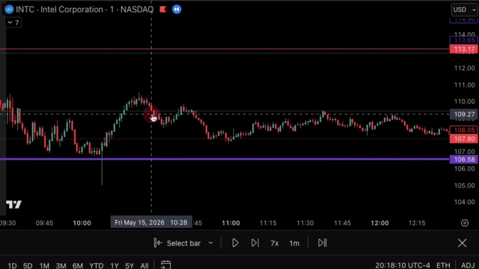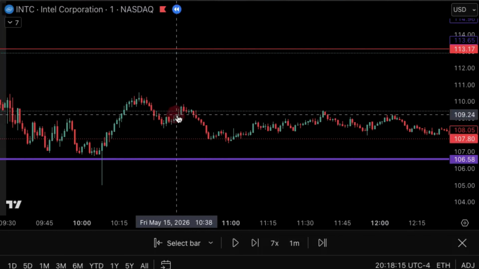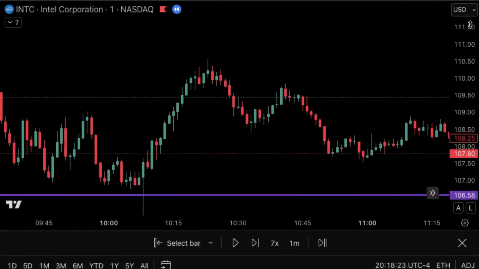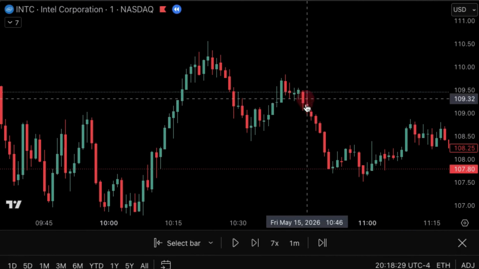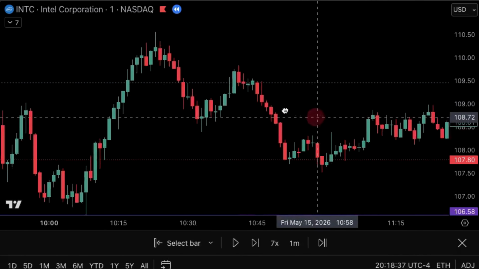So I waited for a break. Here was the break. Here was a not so clean retest. And I entered puts again, but I entered around here. I think it was during this candle here. But you can see this wick. During this wick, I cut it because I did not want to allow myself to go through all of this all over again. Sure, it would have worked out.